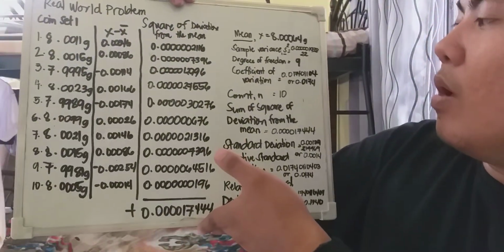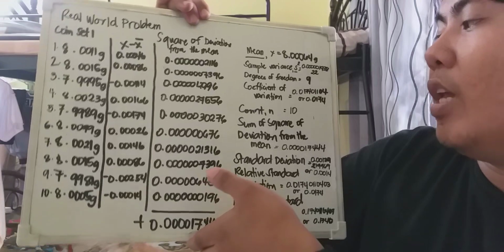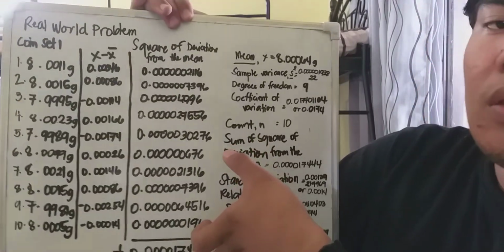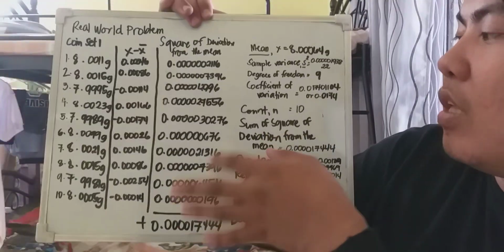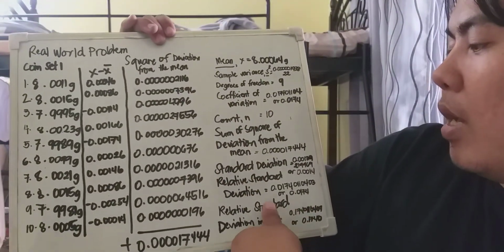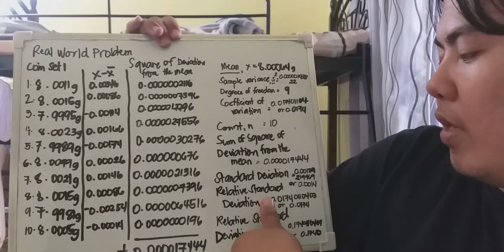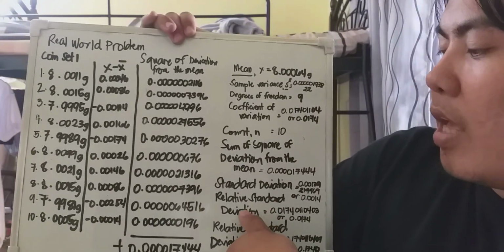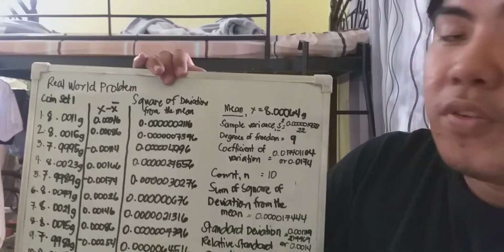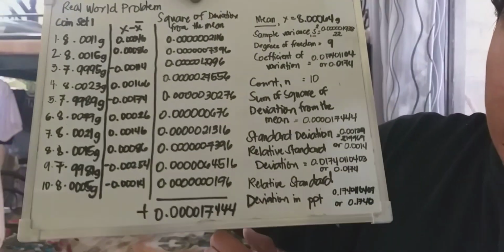Now, our coefficient of variation. This is what was lacking earlier. You just need to copy the coefficient of variation from our relative standard deviation. The relative standard deviation result is the same as the coefficient of variation.